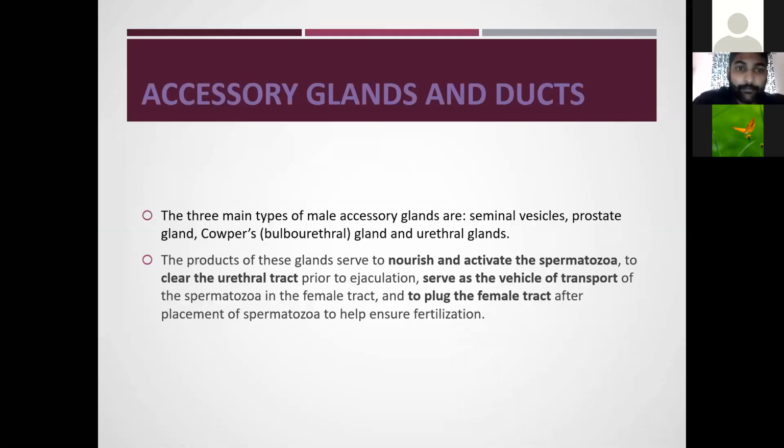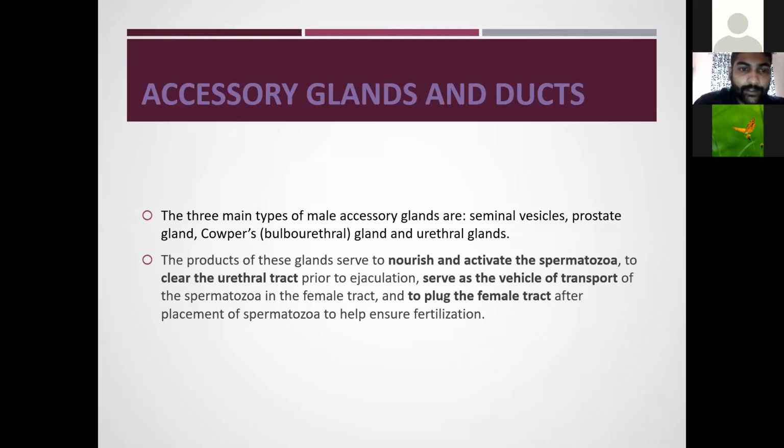So today we will see the accessory glands and the ducts of the reproductive system. We have finished the external genital organs, that means the penis and the scrotum, then the internal genitals, that are the testes, then the vas deferens, then the spermatophore. All of this we finished. Now we go for the accessory glands.